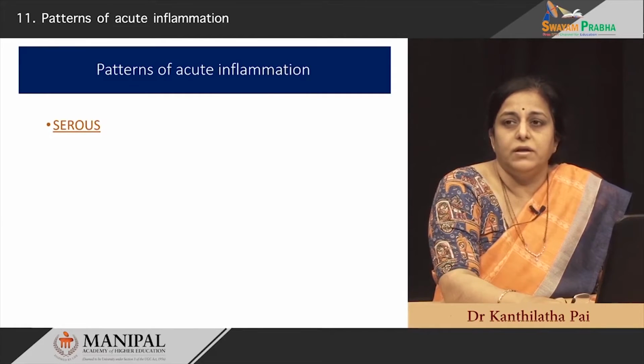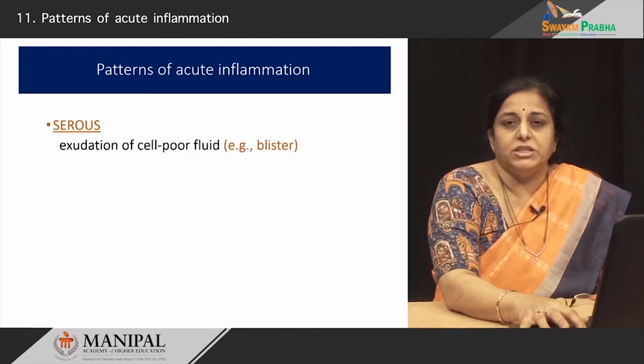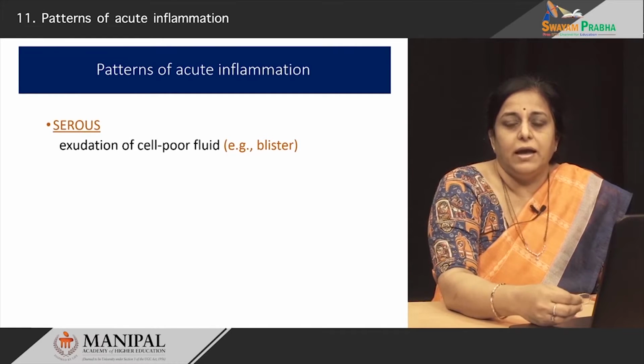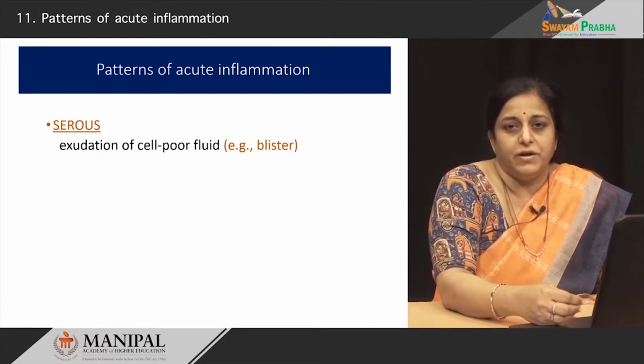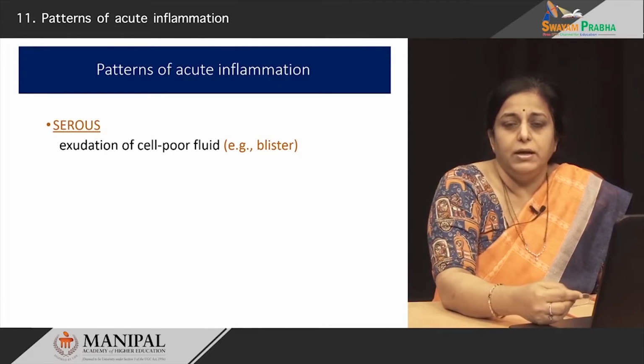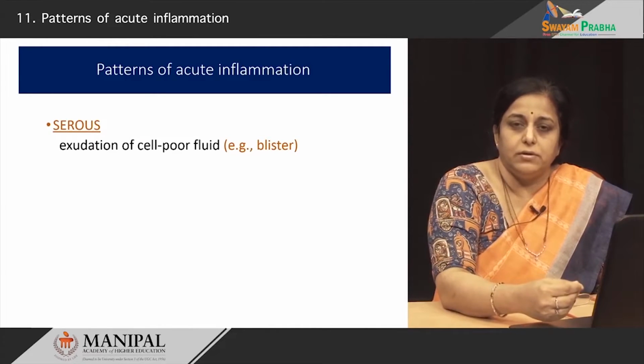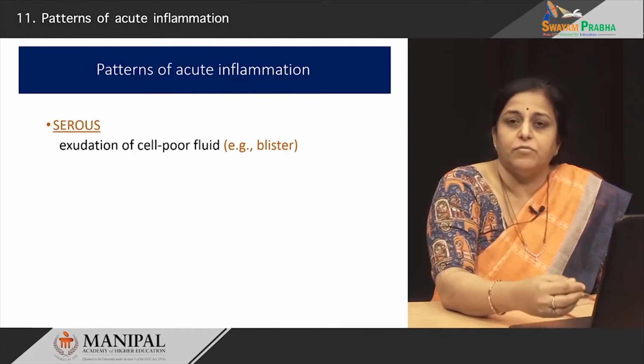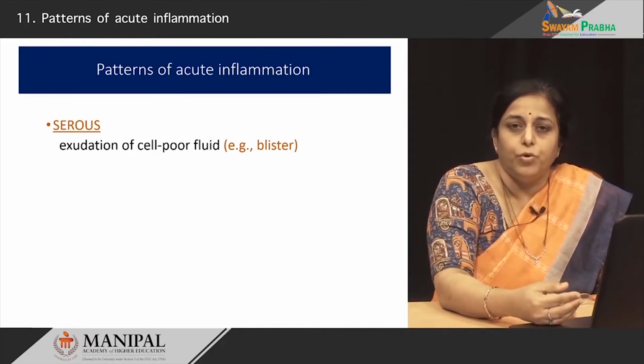Number one is serous. Serous inflammation is when you have a lot of fluid outpour at the site of inflammation. Example, a blister is formed at the site of inflammation. This I am sure all of you have recognized. When you touch a hot pot, within seconds or minutes you will see a blister forming at the site of the injury. This is mainly because there is a lot of vascular damage and outpouring of fluid, and it is characterized by a small number of inflammatory cells. So, it is mostly a vascular reaction with outpouring of fluid.